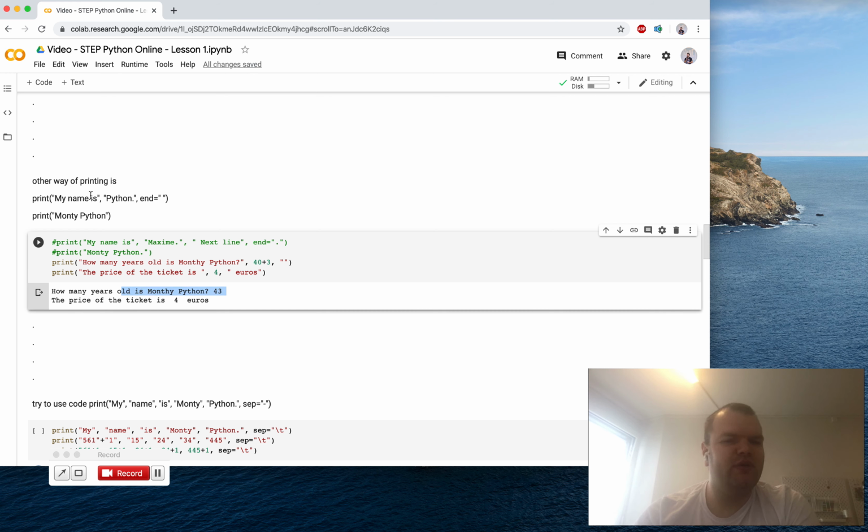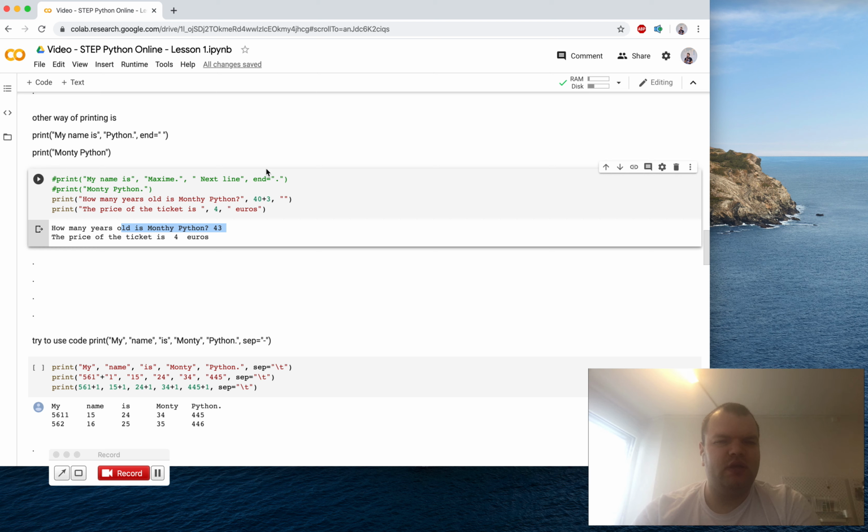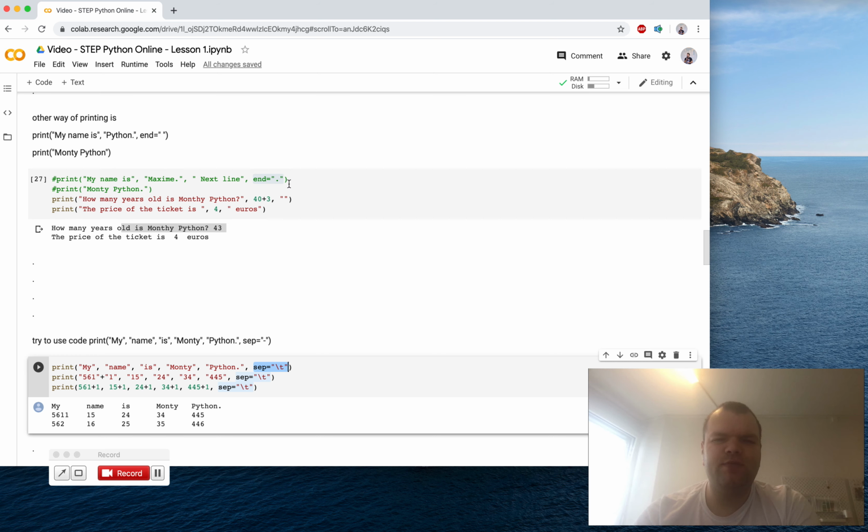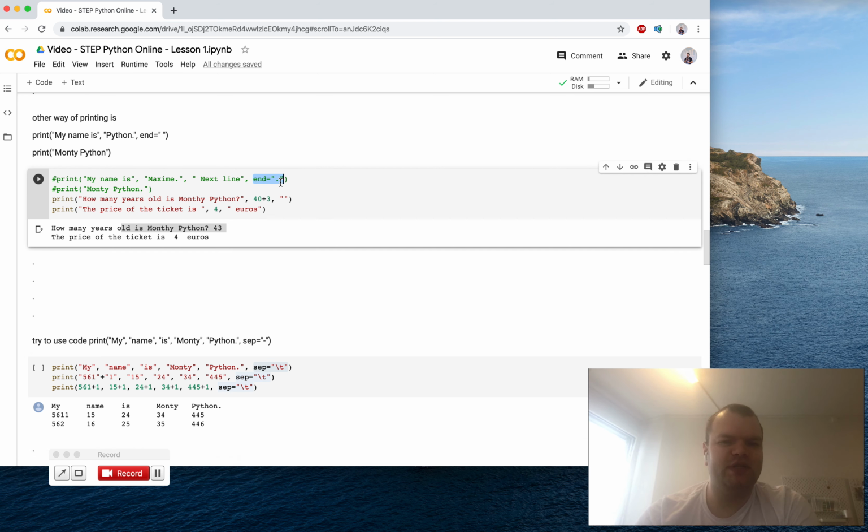Yes, so Monty Python is 43 years old. What is important and what we can add next is the end part of the code. It's here, and the separator part of the code. End stands for the symbols that will be in the very end of a line. Sometimes you may not know how many different symbols you will have, but you are sure that the end of the sentence will be comma or exclamation mark, for example, or percent. So you're not sure about the end result, but you can do ending with a dot.